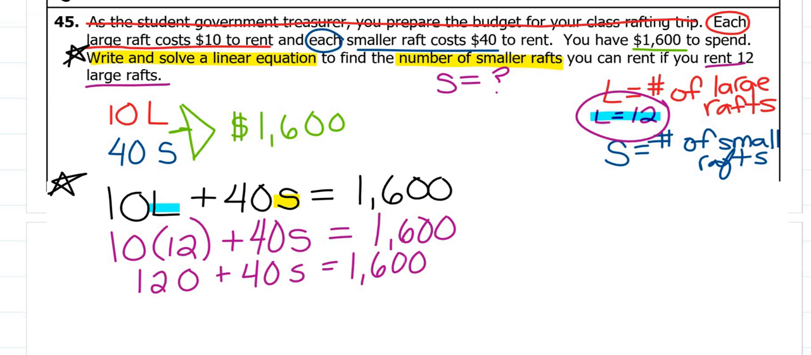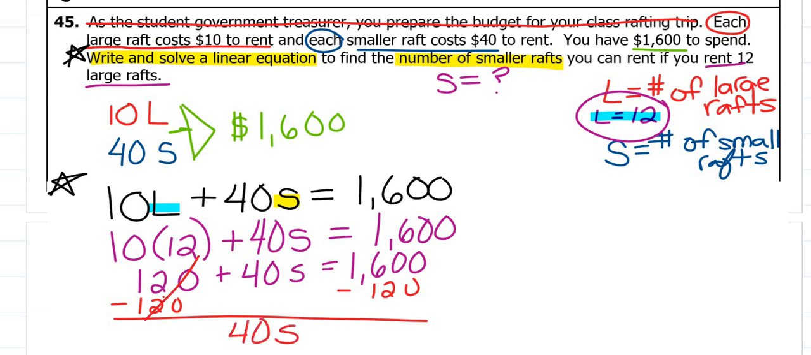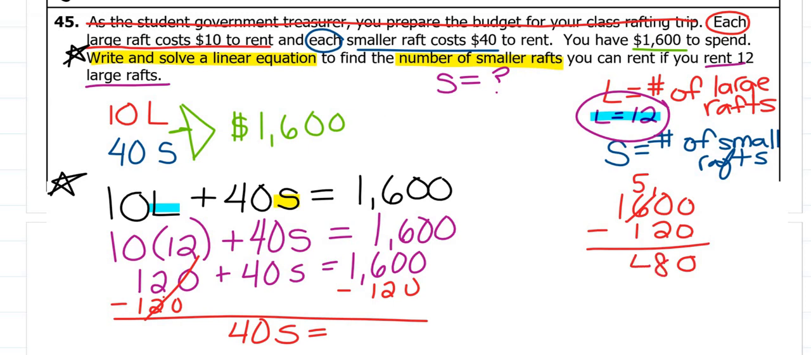1,600. Now I'm going to subtract 120 from both sides. So I'm going to have 40S equals, let's do the math for 1,600 minus 120. 0 subtract from 0 is 0. 2 subtract from 0, borrow. 10 minus 2 is 8. 1 minus 5 is 4. So 1,480.